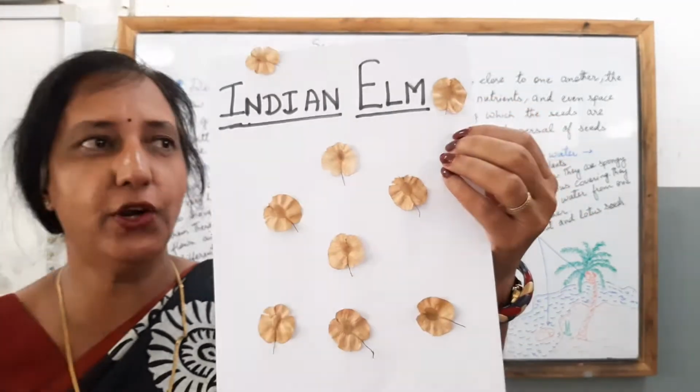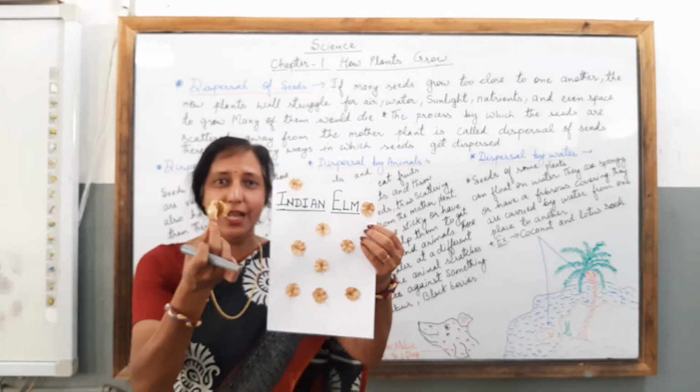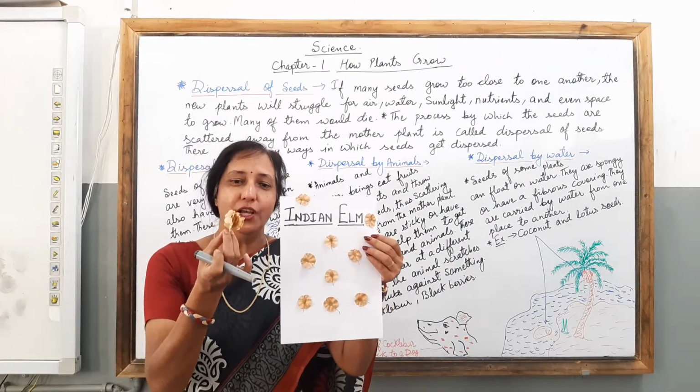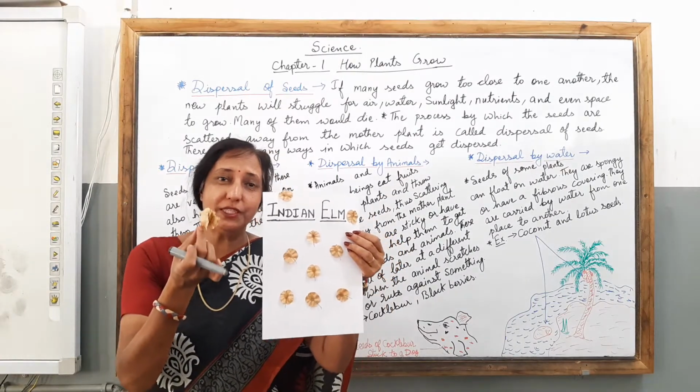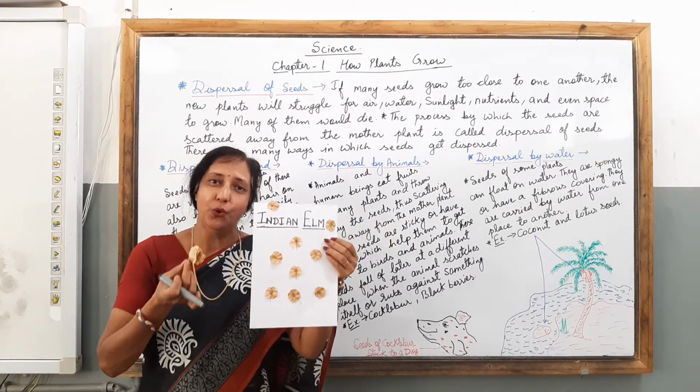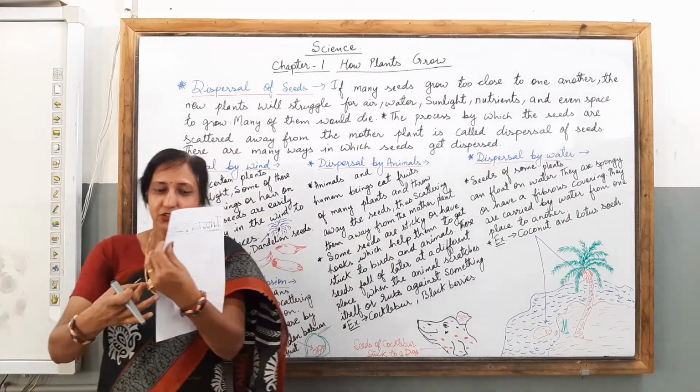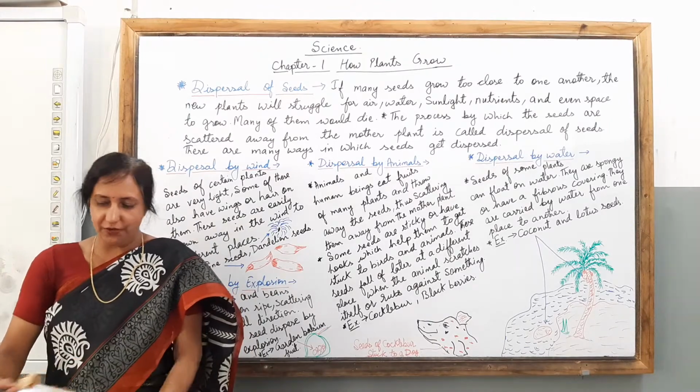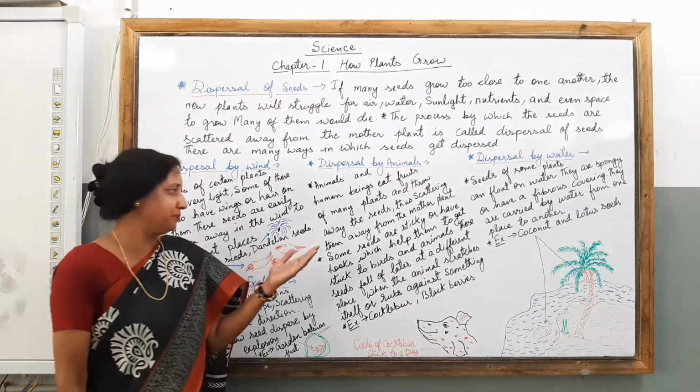So children, do not forget what you have learned about the Indian elm, which is one of the seeds that is blown away with the help of the wind. Clear? Try to collect these kinds of seeds which are available around your own house also.